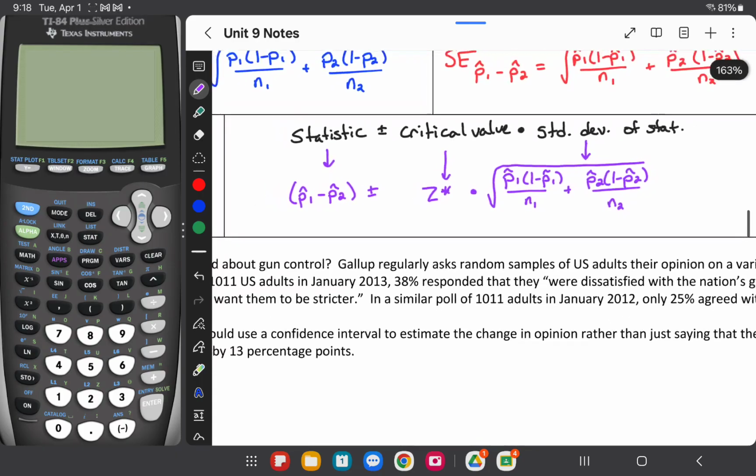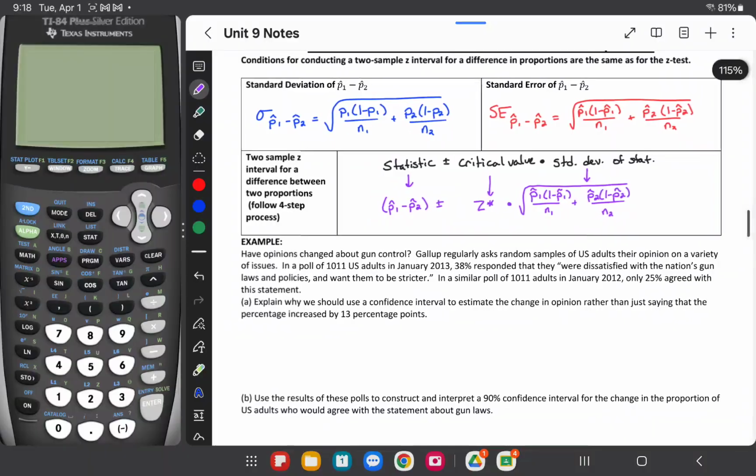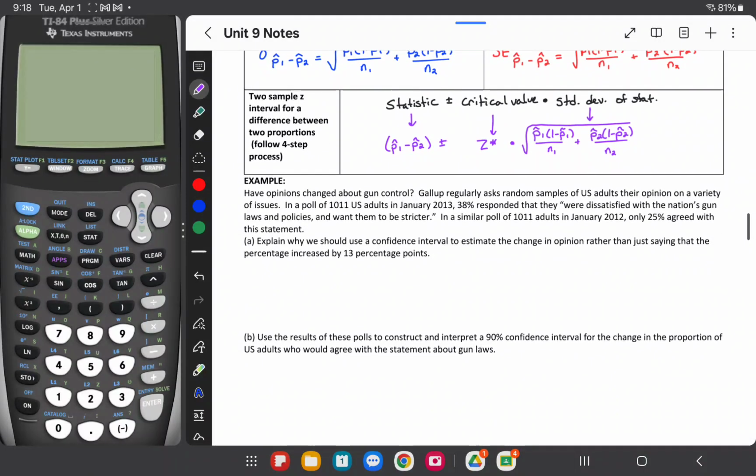So let's go ahead and take a look at an example of this regarding gun control. Have opinions changed about gun control? Gallup regularly asked random samples of U.S. adults their opinions on a variety of issues. In a poll of 1,011 adults in January 2013, 38% responded that they were dissatisfied with the nation's gun laws and policies and want them to be stricter. In a similar poll of 1,011 adults in January of 2012, only 25% agreed with this statement.